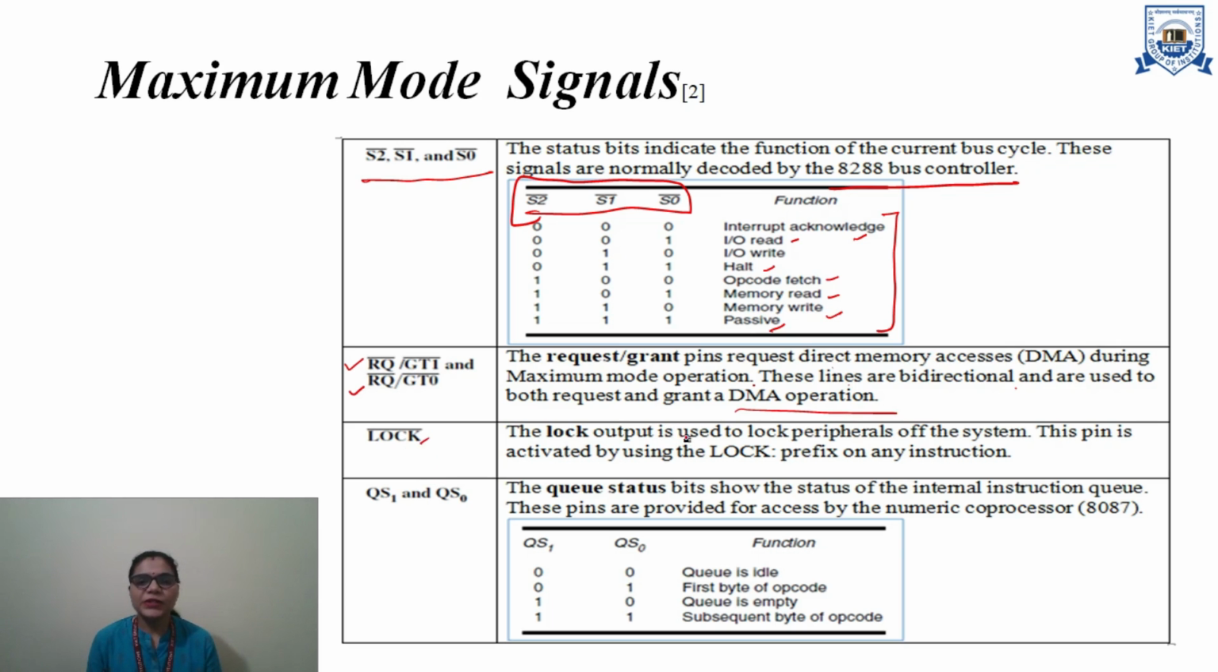Lock output is used to lock peripherals of the system. This pin is activated by using the lock prefix on any instruction.